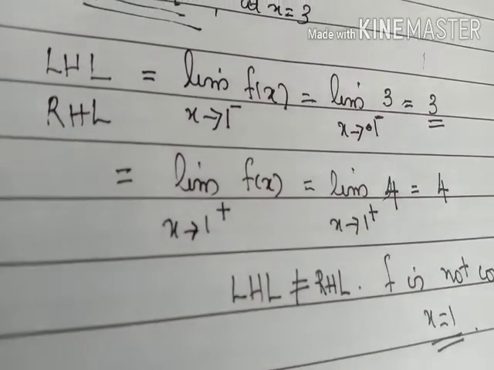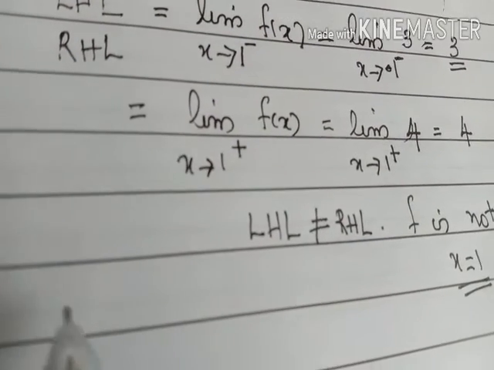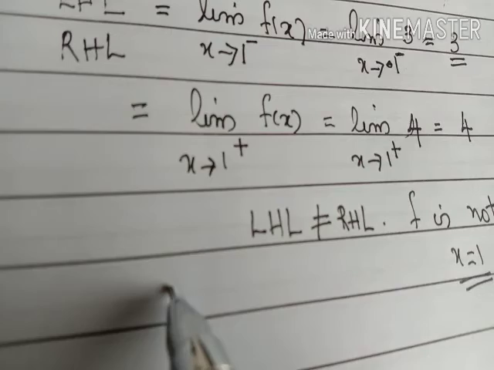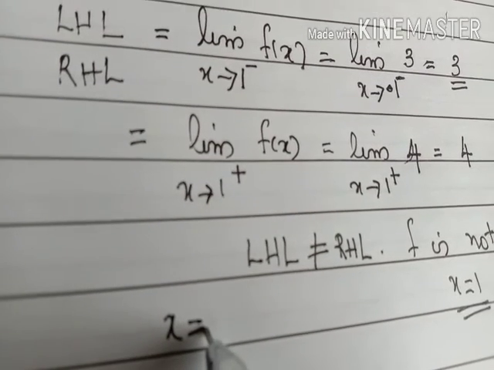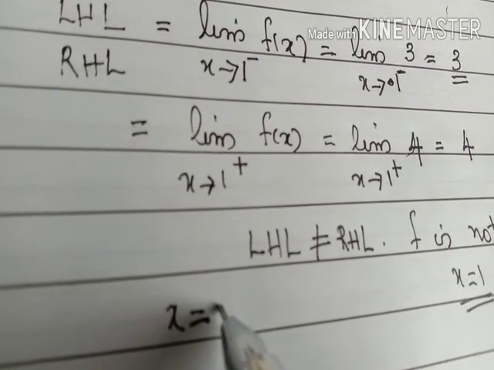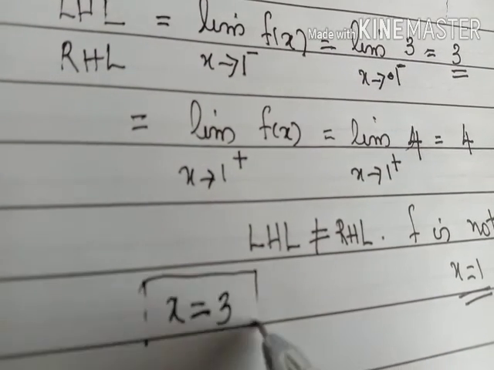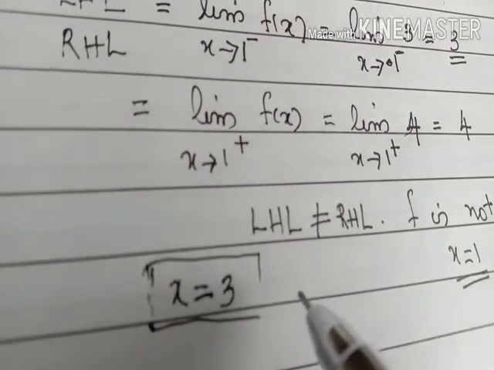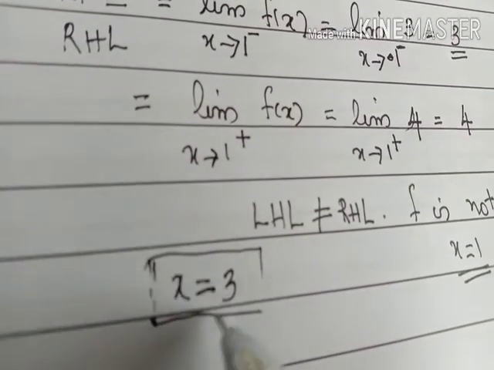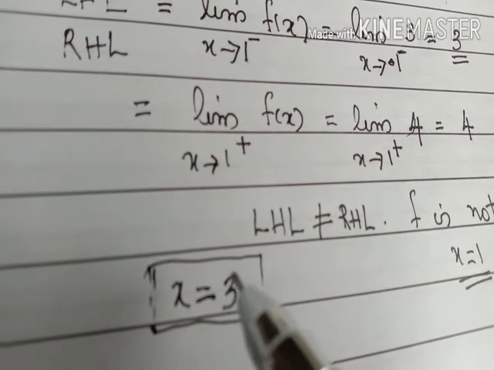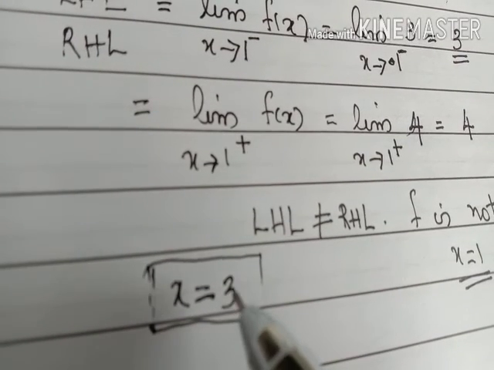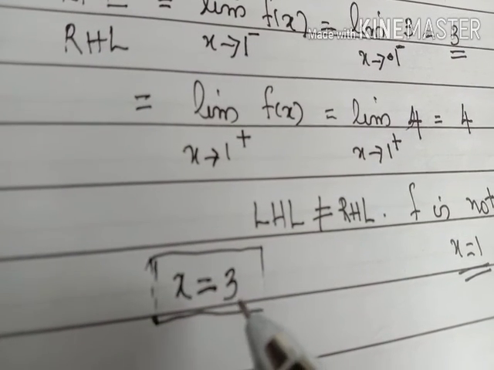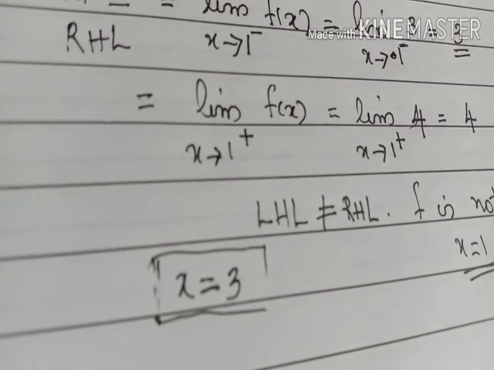Similarly, you can find whether the function f is continuous or not at the point x equal to 3 also. Verify it using the same method. You have to check whether the function is continuous at the point 3 or discontinuous at the point 3. Okay.